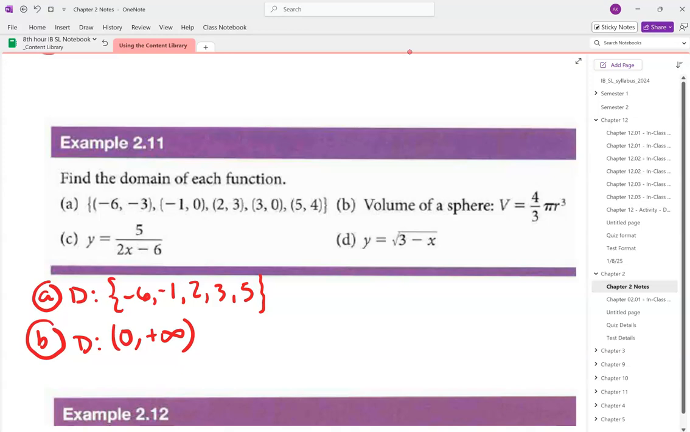Could you use closed bracket 1? No, because you can have a half. The radius could be a half or something, right?